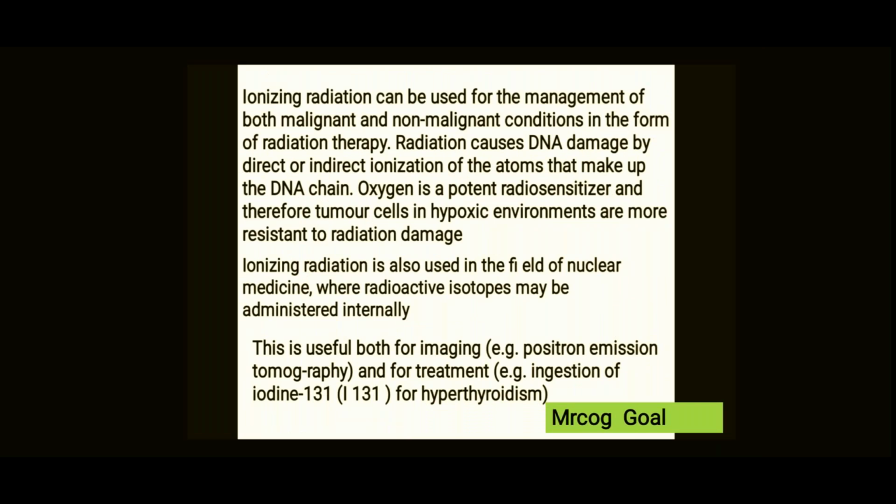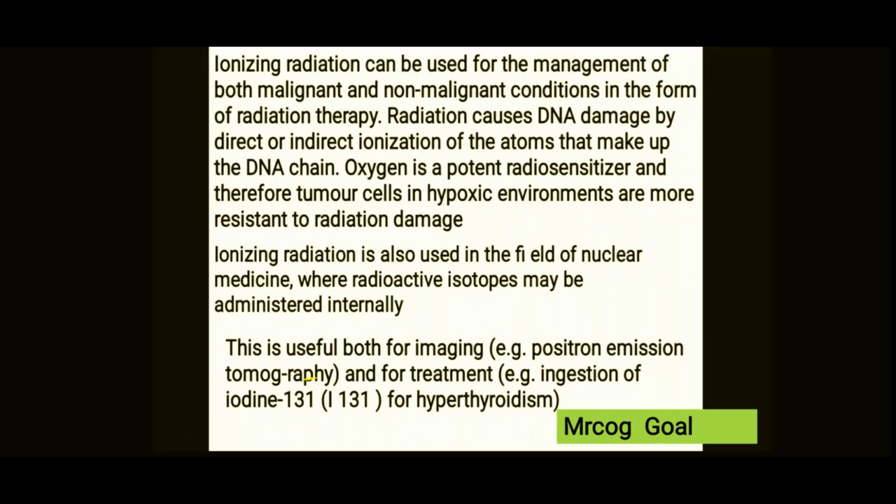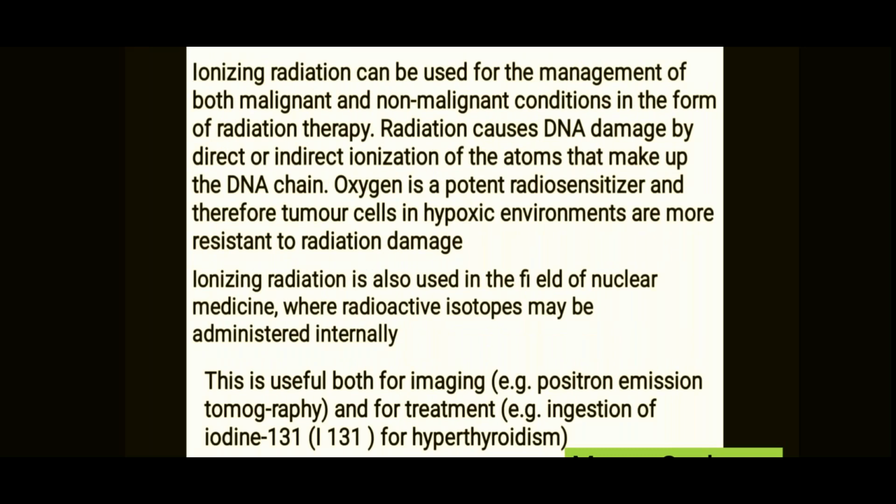Now, what is ionizing radiation? It can be used for the management of both the malignant and non-malignant conditions in the form of radiation therapy, the radiotherapy that we use. Radiation causes DNA damage by direct and indirect ionization of the atoms that make up the DNA chain. Now, oxygen is a potent radiosensitizer, and therefore, the tumor cells in the hypoxic environments are more resistant to the radiation damage. So, remember, radiotherapy acts by causing the damage to DNA, and oxygen acts as a potent radiosensitizer.